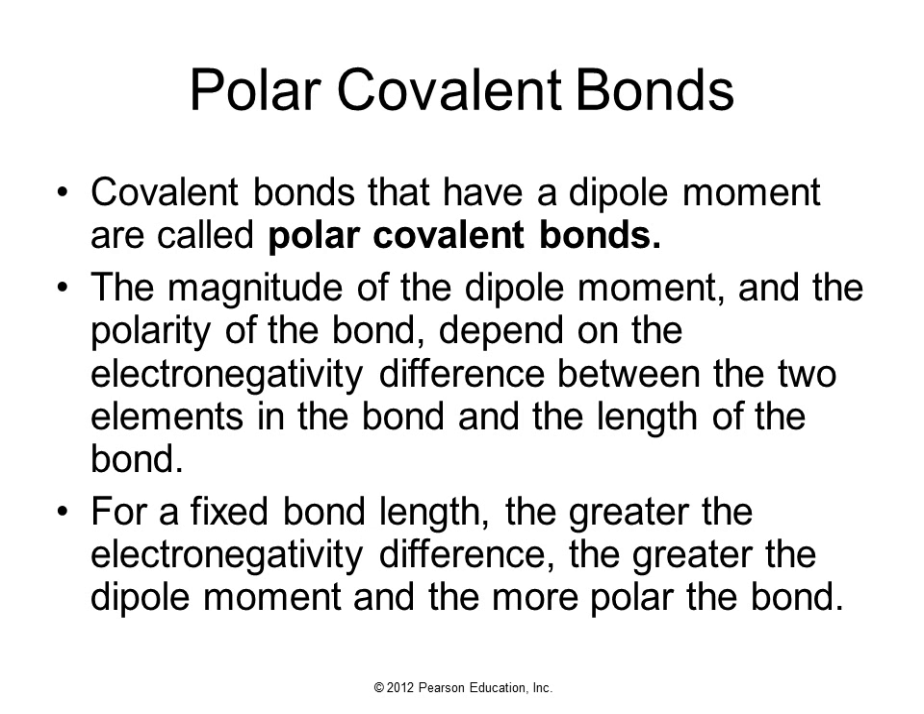Polar covalent bonds are bonds that aren't equal sharing, that have a dipole moment. The size, or the magnitude, of the dipole depends upon the polarity, and that depends upon the difference in electronegativity between the two elements being bonded together. For a fixed bond length, the greater the electronegativity difference, the greater the dipole moment and the more polar the bond.